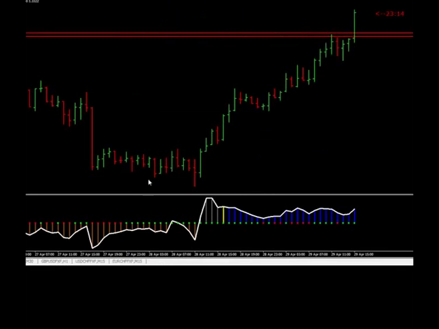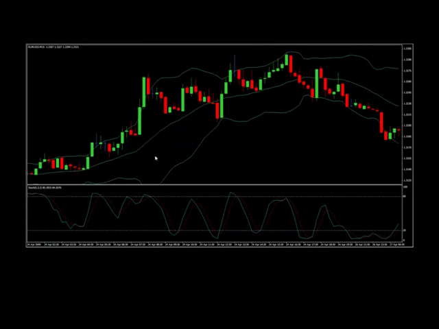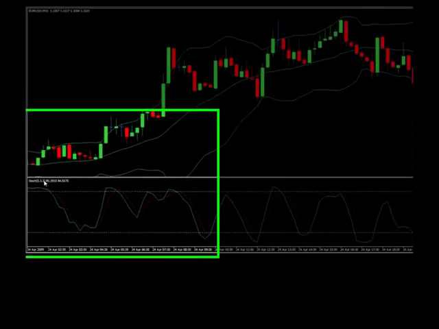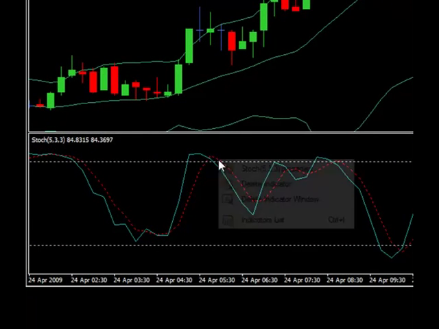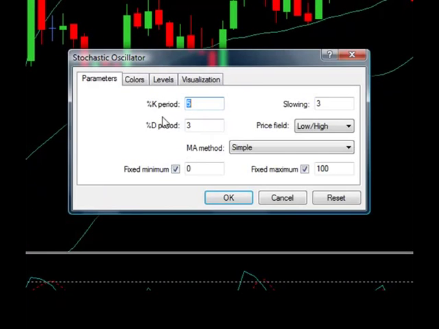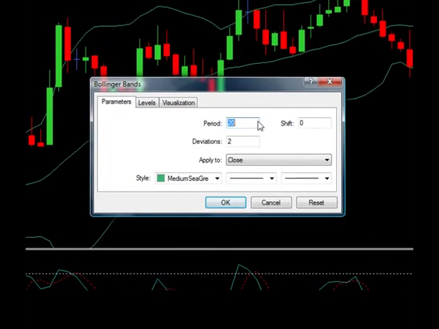Okay, so basically what we have here is our stochastics at the settings of 5, 3, and 3. Let me pull it up here for you so you can see it. The K period is 5, the slowing is 3, the D period is 3, and the MA method is simple. And we have our Bollinger Bands, where the period is 20 and the deviation is 2, applied to close.